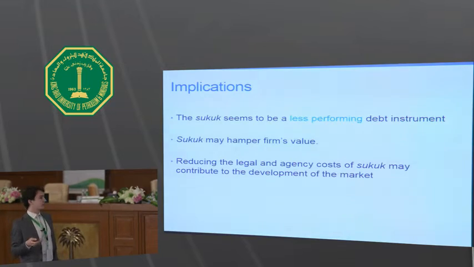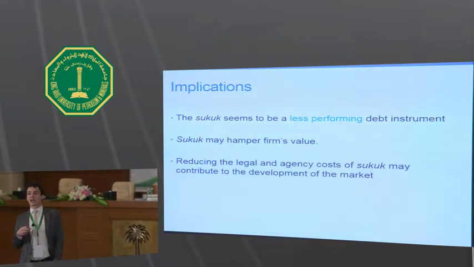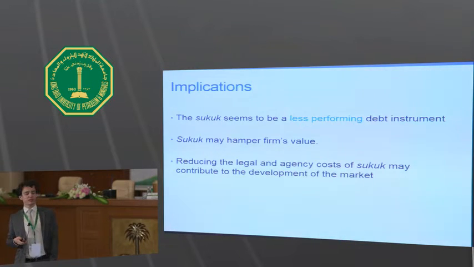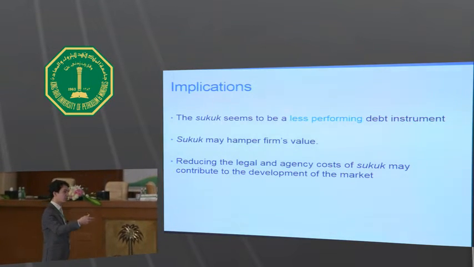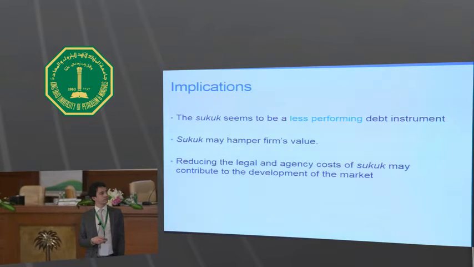So maybe it's the projects that are chosen by the Sukuk, which are not that good as the projects underlying bond issues. That's our interpretation, and maybe there is a moral hazard scheme due to the structuration of the Sukuk. So it seems to be a bit less performing debt instrument. It may improve firm value, and reducing the legal and agency cost of Sukuk, and the presentation this morning may have helped in that way, would be an important step to develop the Sukuk market. Thank you.